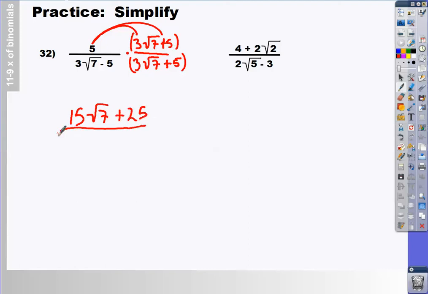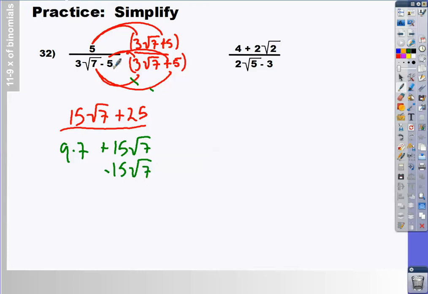Now, the denominator is going to be a little more problematic because we have to multiply it out here. I'm going to do this a little bit longer just because it's the first problem. The second one I will not. So we have 3 root 7 times 3 root 7. 3 times 3 is 9. Root 7 times root 7 is 7. On that one, 3 root 7 times 5 is going to be positive 15 root 7. So on that, negative 5 times 3 root 7 is negative 15 root 7. Negative 5 times positive 5 is negative 25.